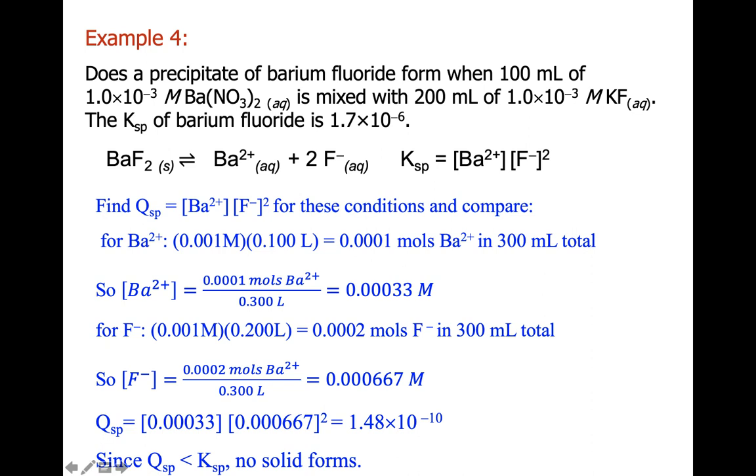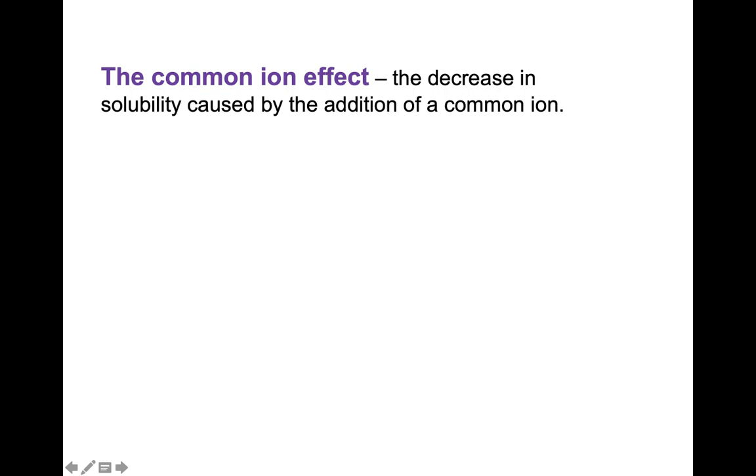If I added in some, say, sodium fluoride, in addition to the potassium fluoride, or if I was mixing these in sodium fluoride instead of in water, I'd have extra fluoride ion that I'd have to account for here, and it would change the Q, so it would affect the solubility equilibrium of what's going on here. So that's what's going on with the common ion effect. It changes the solubility. So the question I have for you now is, what effect would pH have on solubility of ions?